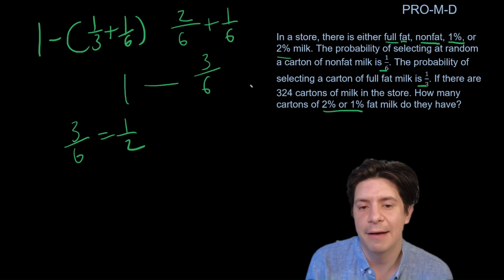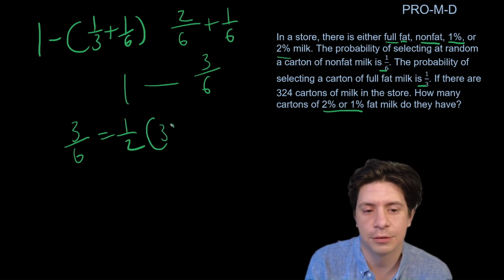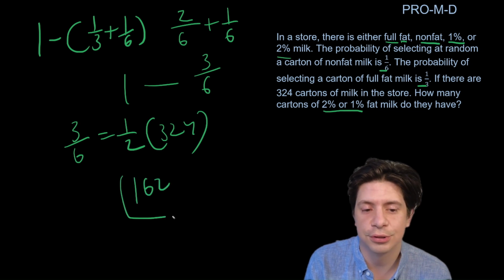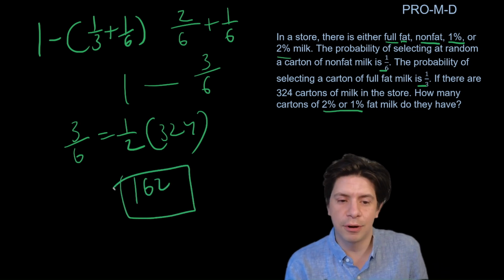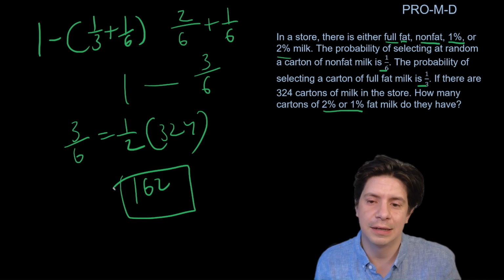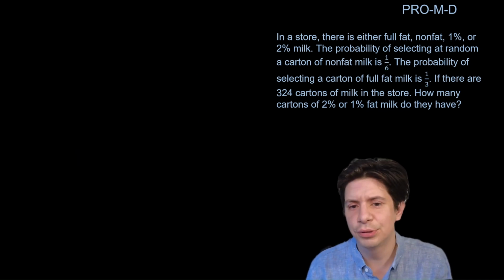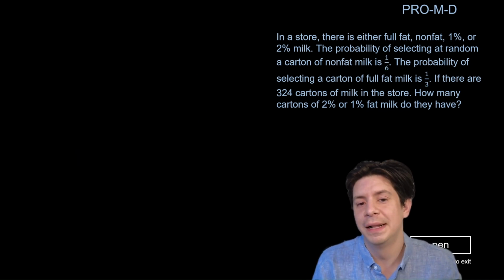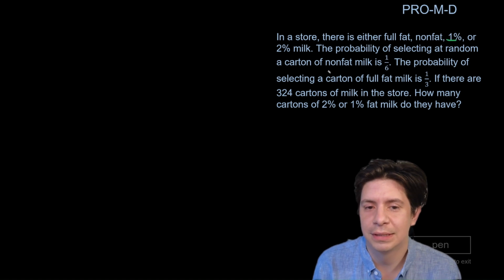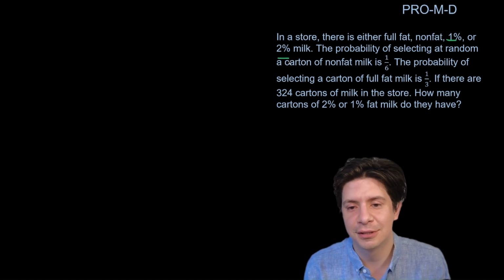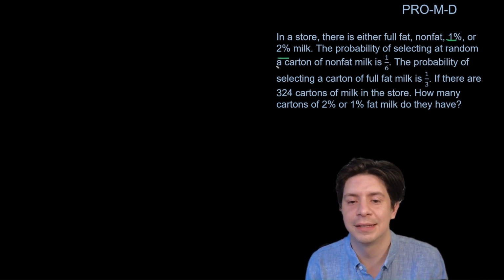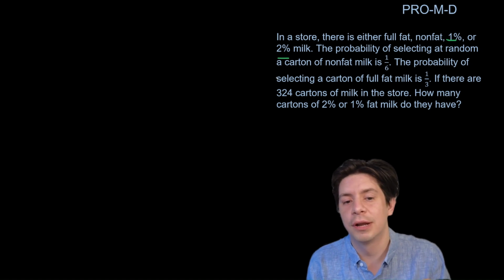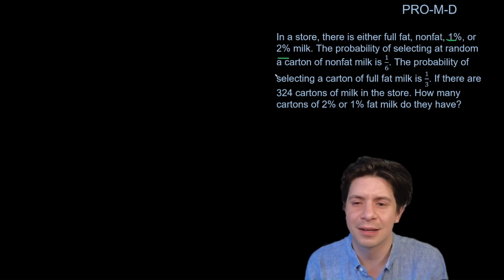So we're going to do half times the 324 to find the total number of cartons, and that'll be 162. So you see how it's similar to the last one where there's multiple probabilities you have to use to find a certain value. In this one too, I think one thing that could throw people off is looking at the 1% and 2% milk. That's just the fat percentage of the milk. That's not anything about the probability of selecting that milk, right? Just more numbers to confuse you with, but we're not going to get confused. We're going to nail it.